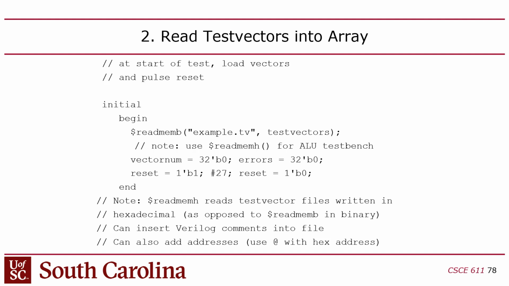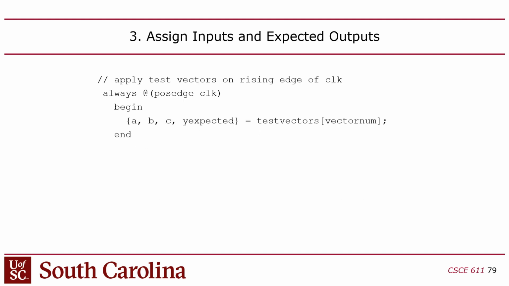And then end, right? And then you can have an always that activates on the positive edge of the clock that takes the vectors and puts them on A, B, C, and Y expected. So this is the format I was telling you about where you can use the curly brace to assign multiple values in one line. A little confusing, but this is the syntax the book used. I probably would have done it in multiple lines, but that's one way to do it.